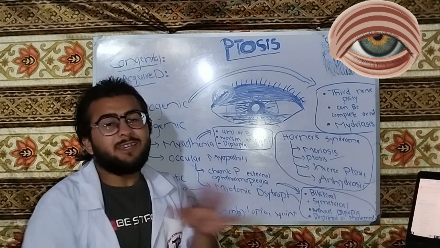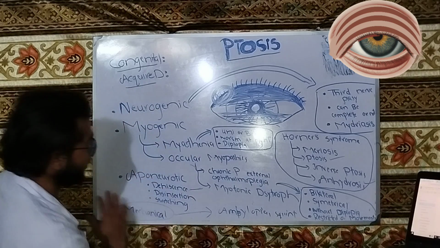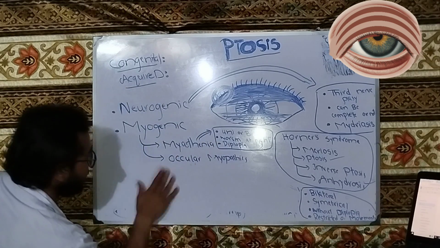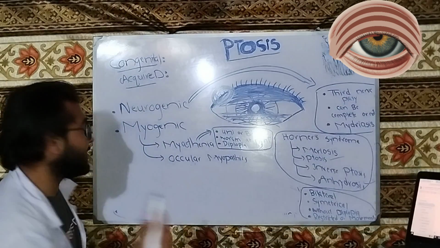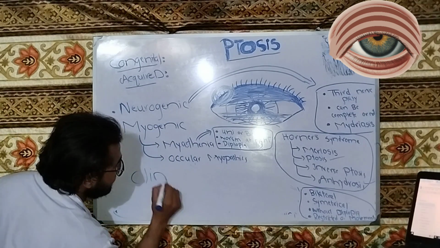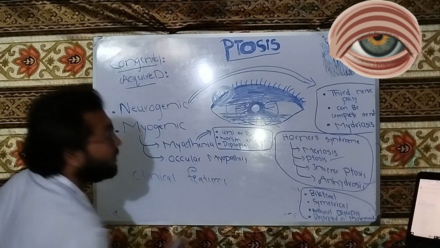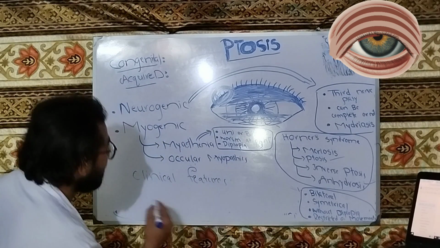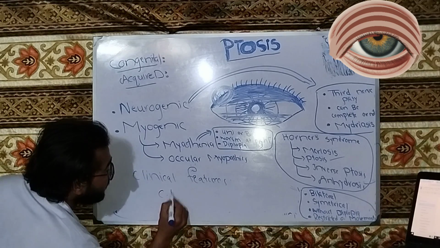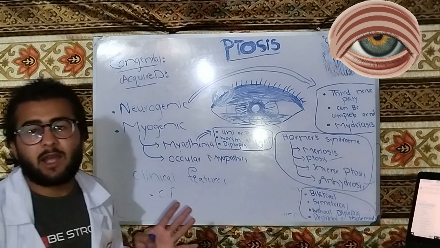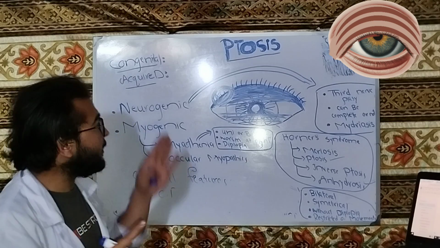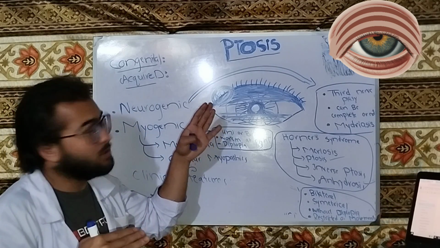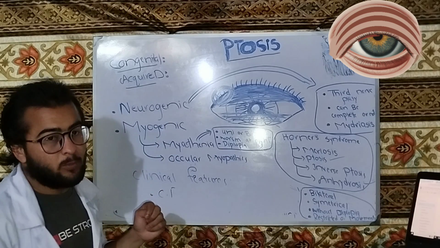Now, what are the clinical features of ptosis? I don't have a duster right now, so I will write over here. The clinical features of ptosis: the first one is cosmetic disfigurement, so cosmetic disfigurement will be present. The next one is amblyopia. Amblyopia is a serious condition. If the ptosis develops in a child below 9 years of age, what will happen? It will cause amblyopia.